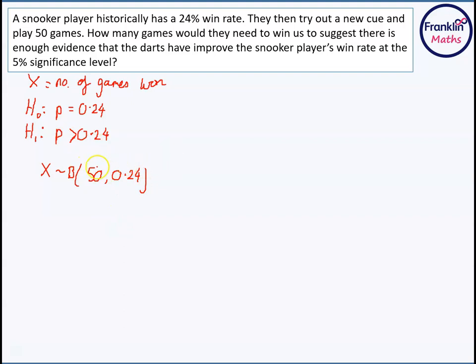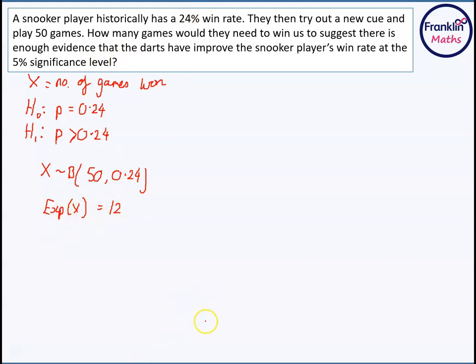Okay, and this is where students say to me, Aaron, I don't know where to start. What numbers am I guessing? And in this case here, let's just find out the expectation, the expected value of X. So let's just multiply these two out, which is going to give me 12. We'd expect them to win. If they've got a win rate of 24%, we'd expect them to win 12 games if there was no difference.